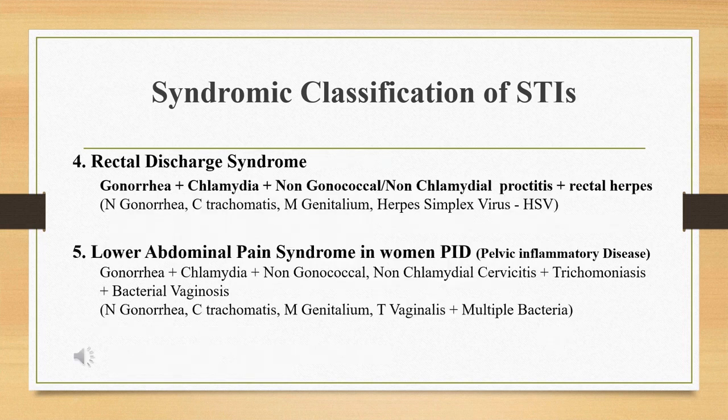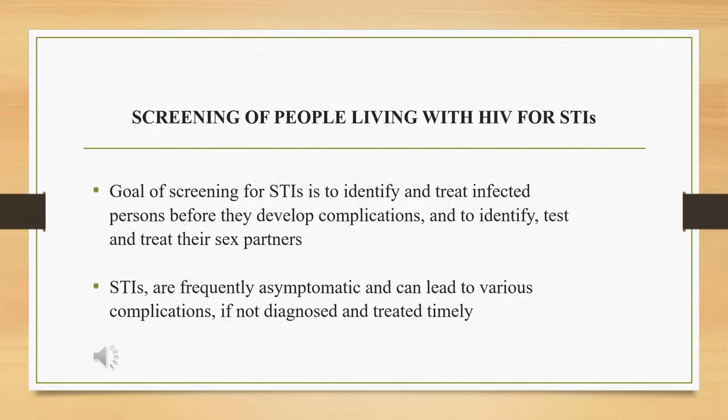Rectal discharge syndrome in men and women is caused by gonorrhea, chlamydia, rectal herpes, and non-gonococcal non-chlamydial proctitis that is caused by Mycoplasma genitalium. Lower abdominal pain or pelvic inflammatory disease or PID is caused by gonorrhea, chlamydia, non-gonococcal non-chlamydial cervicitis, trichomoniasis, and bacterial vaginosis.